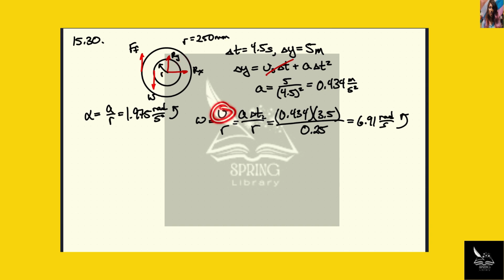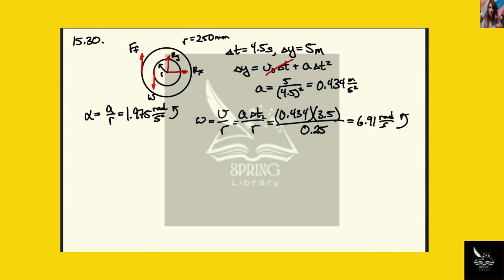So the velocity is just the acceleration times the change in time. In this case, they ask us, the change in time is 3.5 seconds. So this is the angular velocity at 3.5 seconds. So we have all of these values here. Plugging everything in, we get that the angular velocity is 6.91 radians per second, obviously in this direction.